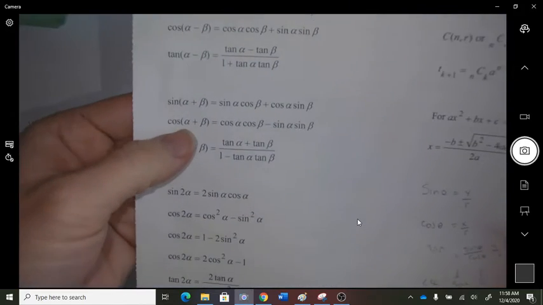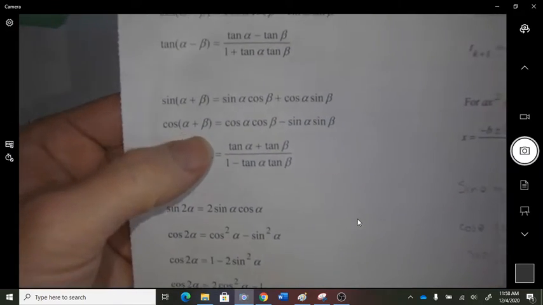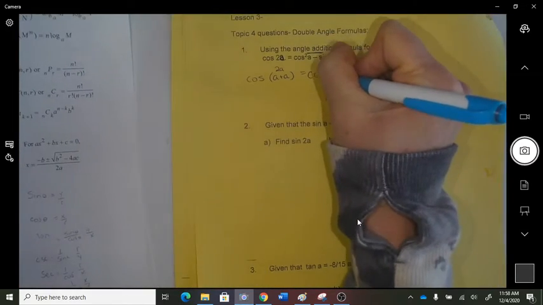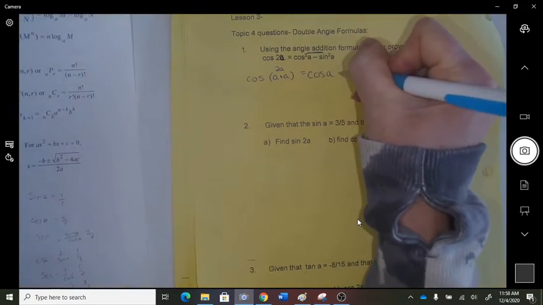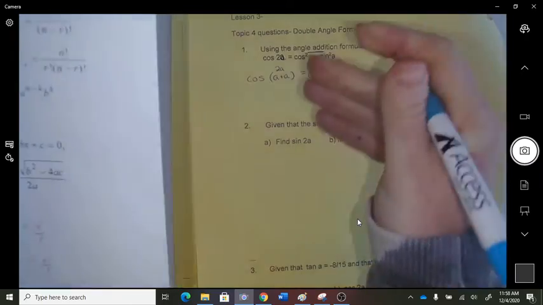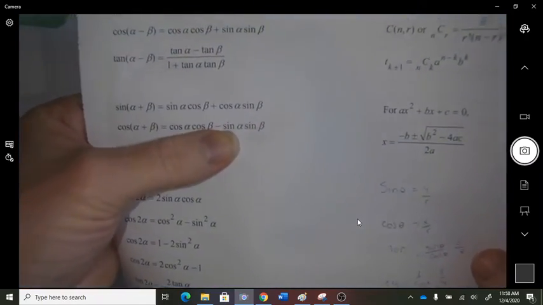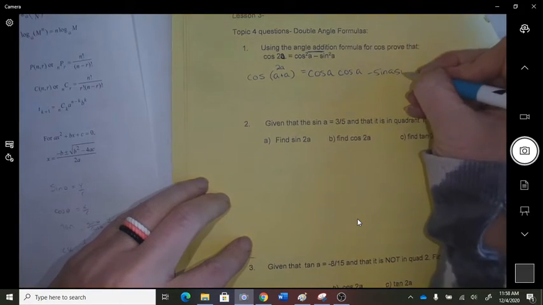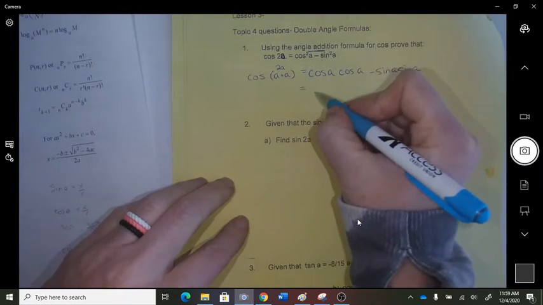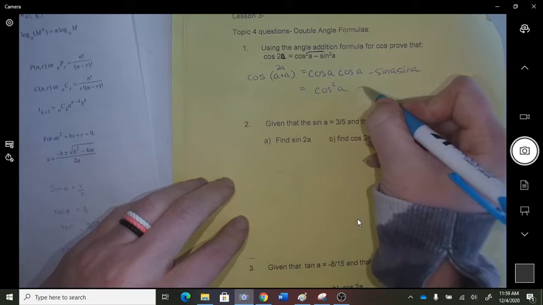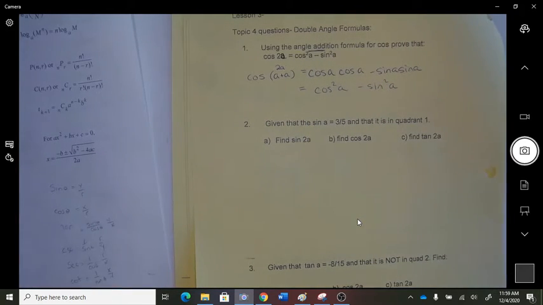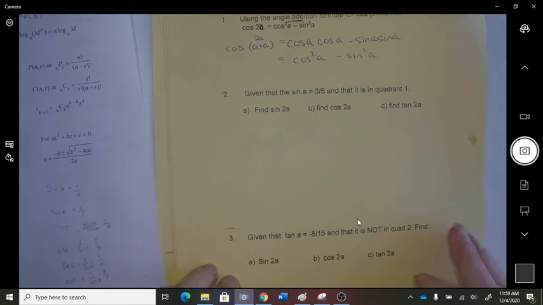So the angle addition would be cos of the first angle, cos of the second angle, minus sine of the first angle, sine of the second angle, which ends up being cos squared a minus sine squared a. Okay, so you can see why that works.